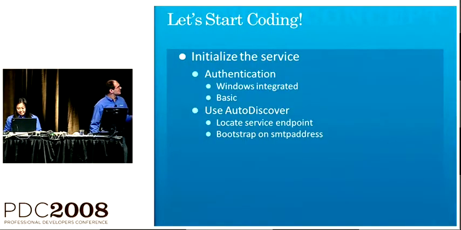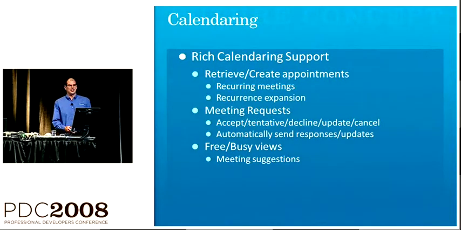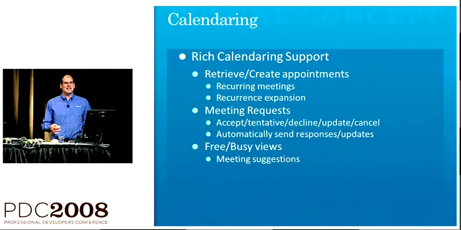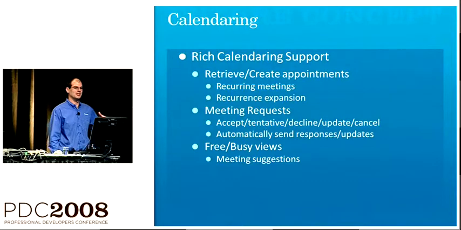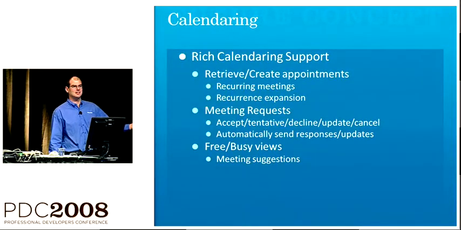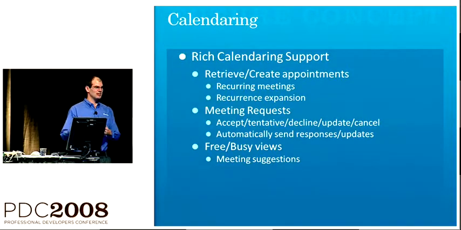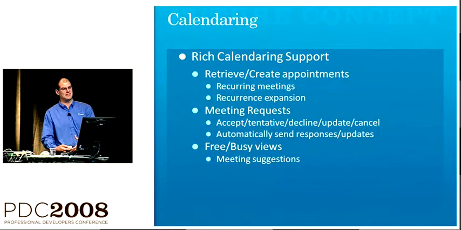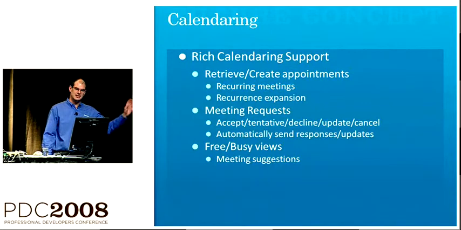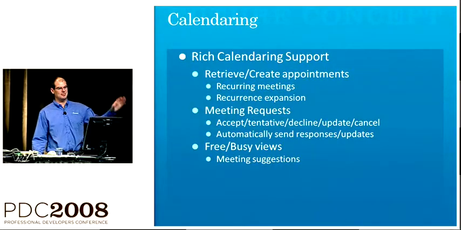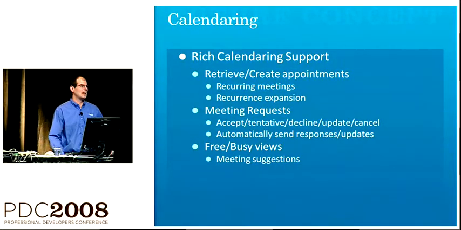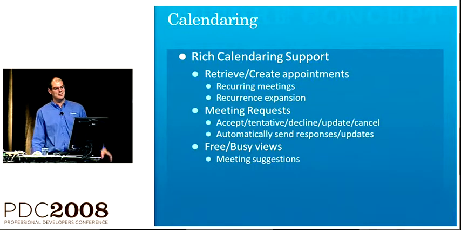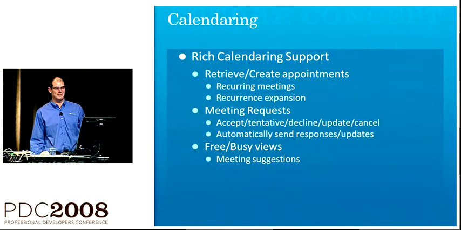I lied. So calendaring support. We often get asked, what level of calendaring support do we have? We've got the ability to retrieve, create appointments, recurring meetings, recurrence expansion. We'll actually be showing that here shortly, where we're going to be expanding recurrences server-side, so your client doesn't have to deal with that. Meeting request, accept, tentative, decline, update, cancel, send updates, responses, free busy views. I don't know how much we're going to have time to get through today, but we're going to get through as much as we can.